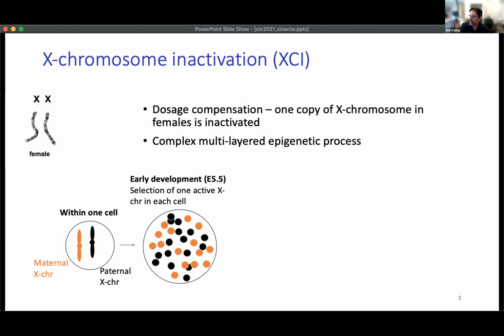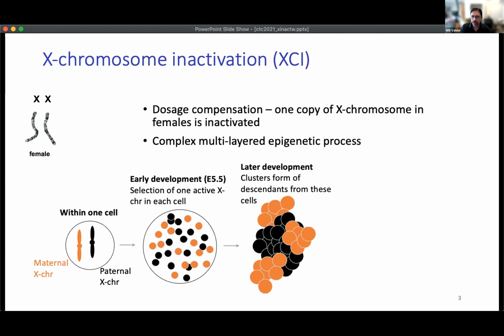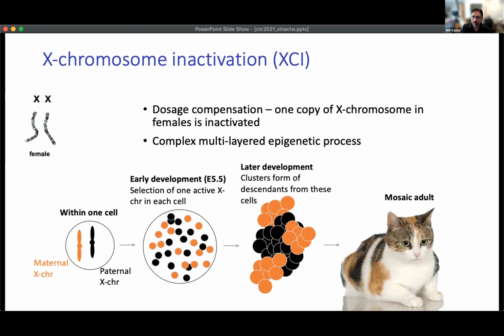And this decision of which chromosome to inactivate is propagated through all of the daughter cells of each cell, such that when you get to the adult tissue, you get these clusters of descendants from those cells that carry on that cell fate. And the classic example of this is the calico cat. All calico cats are female, and they have these blotches of orange because the orange cells, in this case, are expressing genes for orange fur, and they have this sort of orange and black pattern.